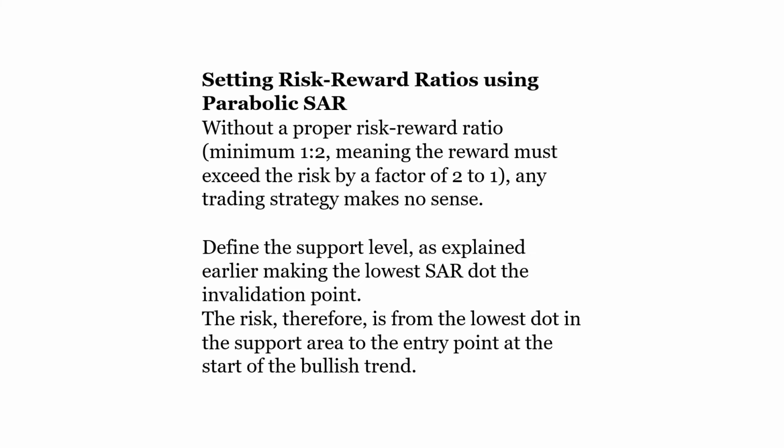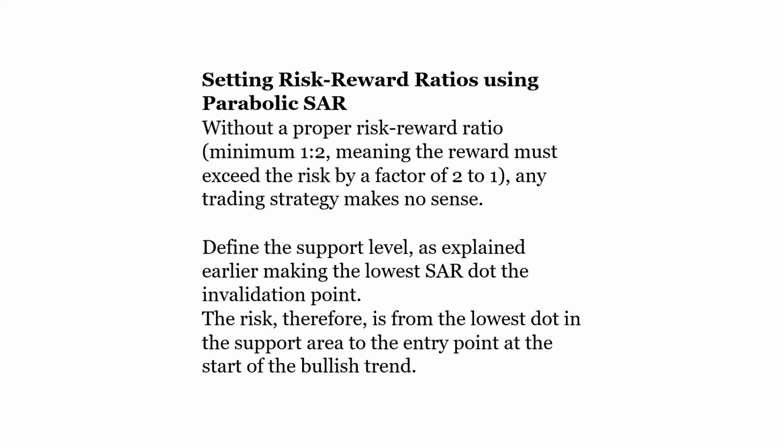Next, we should look at setting risk and reward ratios when using parabolic SAR. Your minimum should be 1 to 2, meaning your reward should be 2 times greater than your risk for a trade. Without a proper risk to reward ratio, any trading strategy makes no sense. Obviously, no one knows beforehand if the trade will reach the desired target. However, following all the steps mentioned here will increase the chances that in the end, even if stopped once or twice during choppy conditions, the parabolic SAR strategy will reward you.